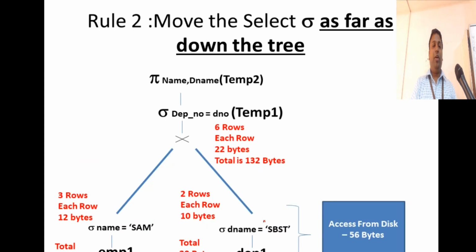So now when you take a look at the statistics, we read from the employee table 36 bytes and from the department table 20 bytes. And how many rows in the employee table? 3 rows and 2 rows.